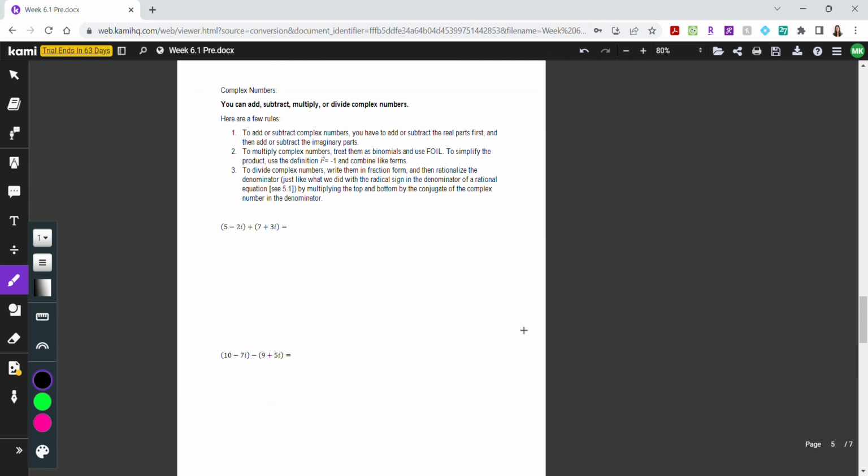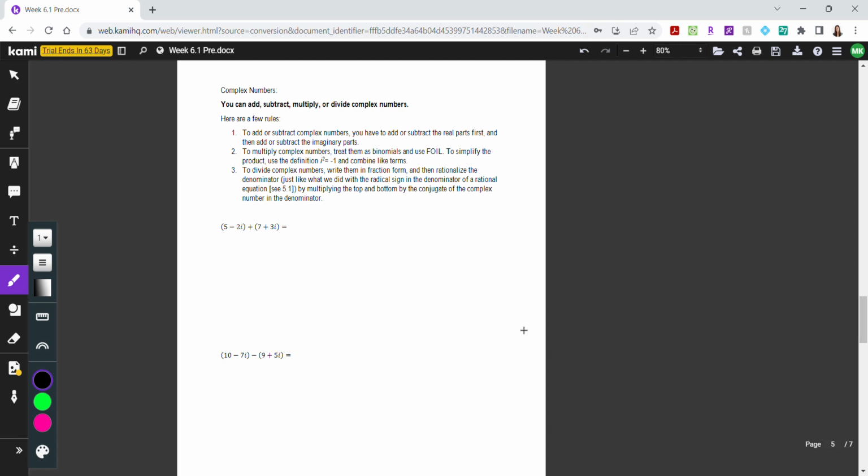Now, with complex numbers, you can add, subtract, multiply, or divide complex numbers like usual. Here are a few rules. To add or subtract complex numbers, you have to add or subtract the real parts first, and then add or subtract the imaginary parts. So imagine the i like a variable, right? If it doesn't have an i, it's a different species from the real numbers, okay? So again, like before, you want to group the same species together. And that's for addition and subtraction.